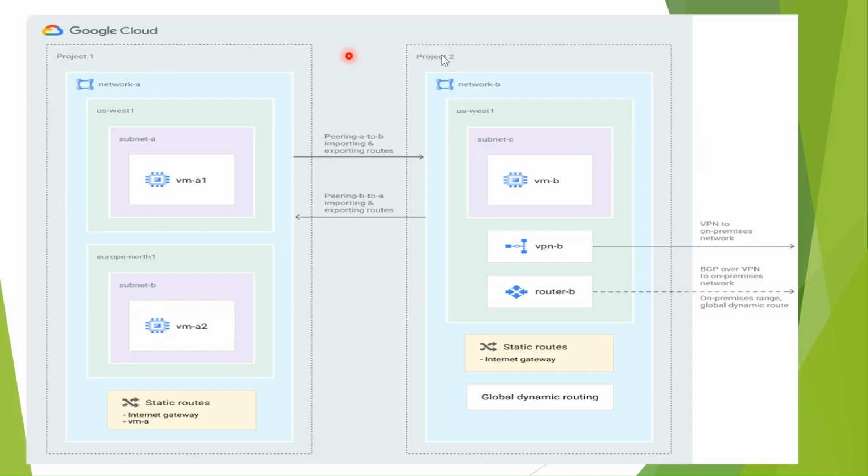Suppose there are two projects, project one and project two, and there are two networks, network A and network B. And network B is attached to your on-prem via VPN. It can be attached to another VPC, or anywhere via VPN. It can even attach to a different cloud provider also via VPN. I am supposing that we are taking VPN as an example. So suppose now this VM, this network, is able to reach the on-prem network or anything via VPN.